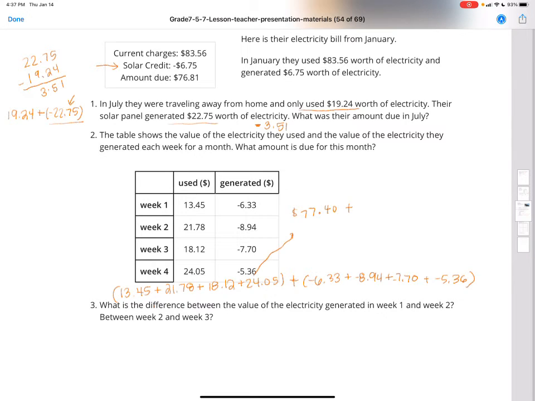I'm just adding this for time's sake of the video. So it's going to be $28.33, and that's going to be a negative $28.33. And then when I add those two together, I should get a positive $49.07. So what's the amount due for this month? $49.07. Let me put my dollar sign.